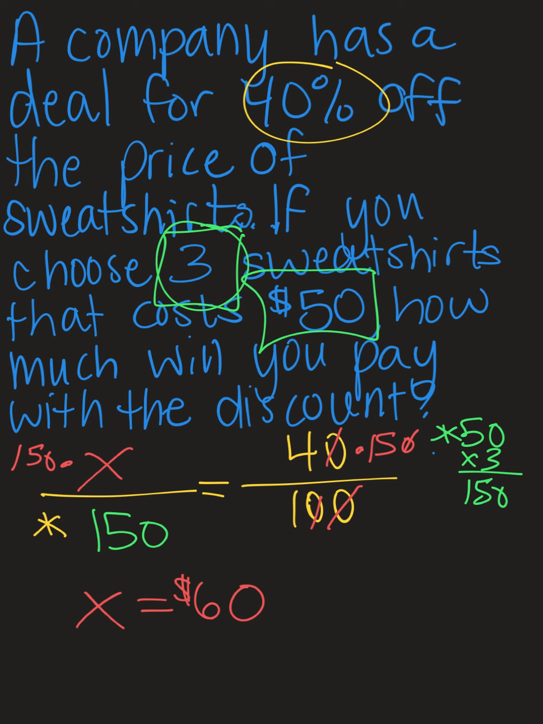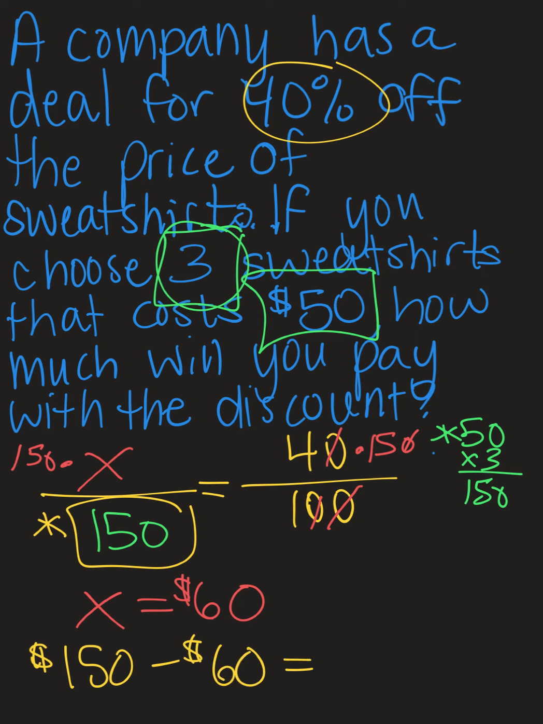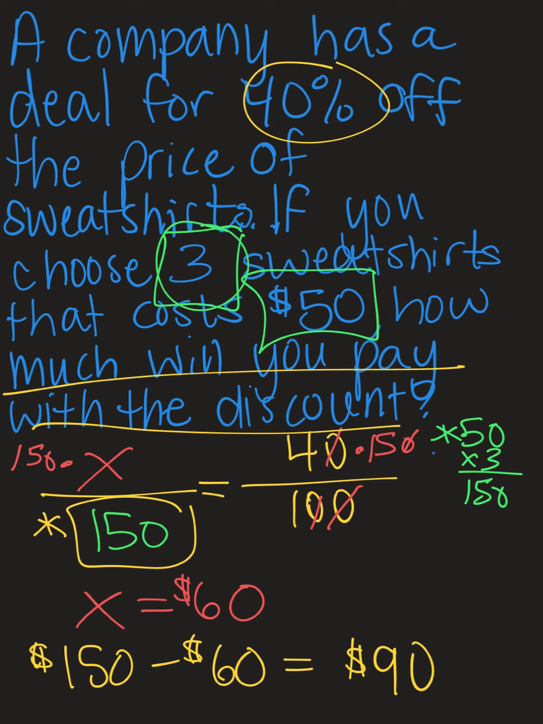Okay? But it says how much will you pay with the discount. So now I'm taking that $60, and that's not actually what my final answer is. My final answer is going to be what I get when I take this 150 that I started with and I remove the $60 cost of the discount. Okay? So I have 150 minus 60. That answer is $90. And $90 is how much I will pay with the discount.